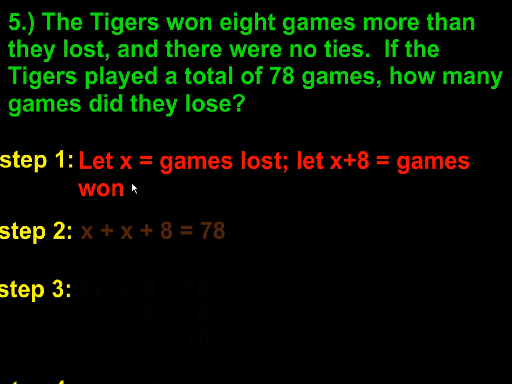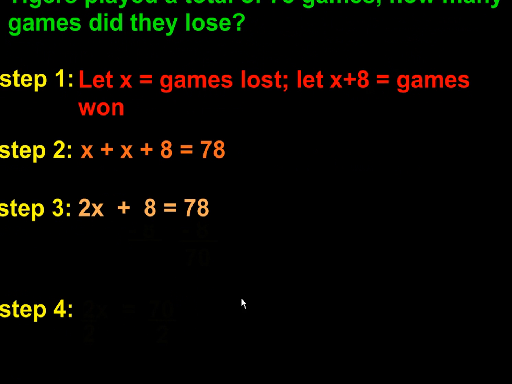Set that up as an equation. We take our x, number of games lost, plus the x plus 8, number of games won, and we know together these two need to come up to a total of 78. So we can start by combining the x's, and so that gives us 2x plus 8 equals 78.